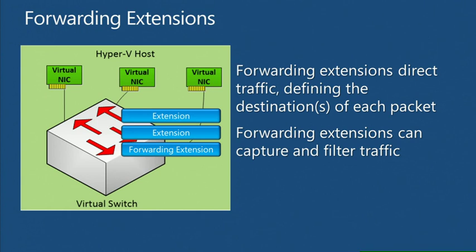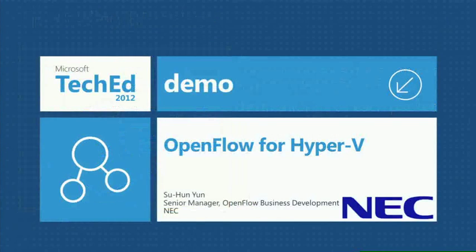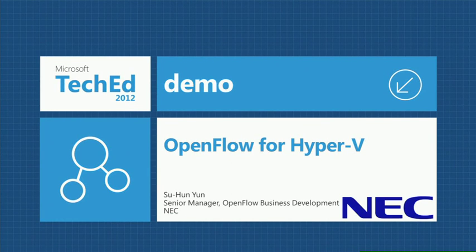That said, there's nothing to prevent someone from actually creating multiple forwarding extensions for different networks on the same host and using a different forwarding extension on each one. And if you did that, if you went in and looked in the Hyper-V manager, you would see multiple extensions, but only one forwarding extension could be checked and enabled. And we have a couple examples of this. So I'd like to ask Soo-Hun Yoon from NEC if he could come up and show us their OpenFlow Hyper-V extension. Thank you.